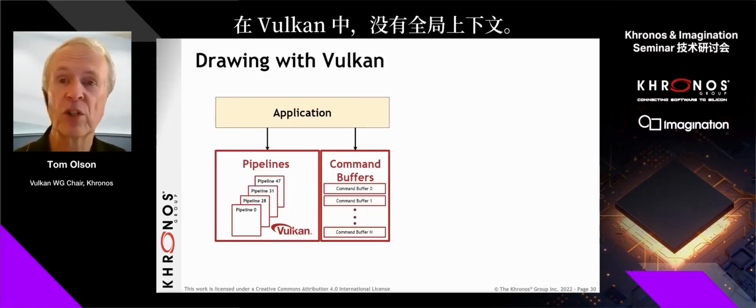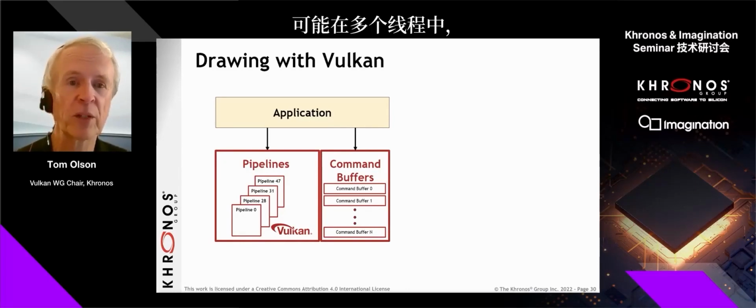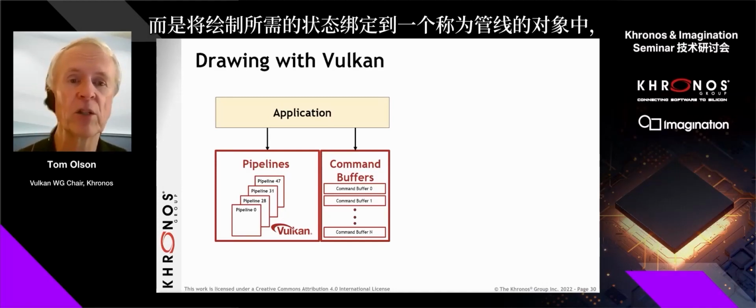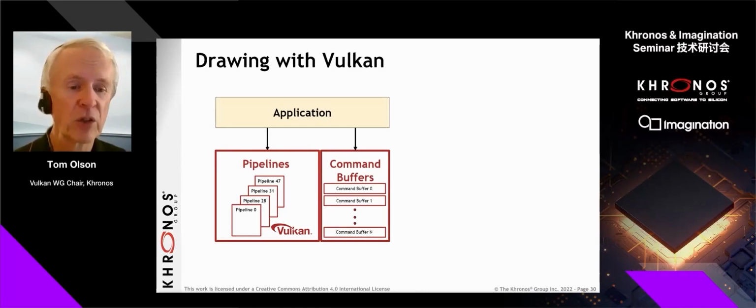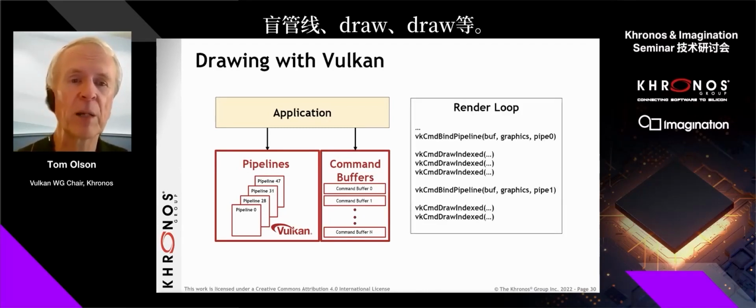In Vulkan, there is no global context. Instead, state is recorded into command buffers, potentially in multiple threads. But instead of setting state directly on the command buffer, you bundle the state you need for a draw into an object called a pipeline, and you're supposed to create your pipelines as early as possible. So your render loop becomes bind pipeline, draw, draw, draw, bind pipeline, draw, draw, and so on.